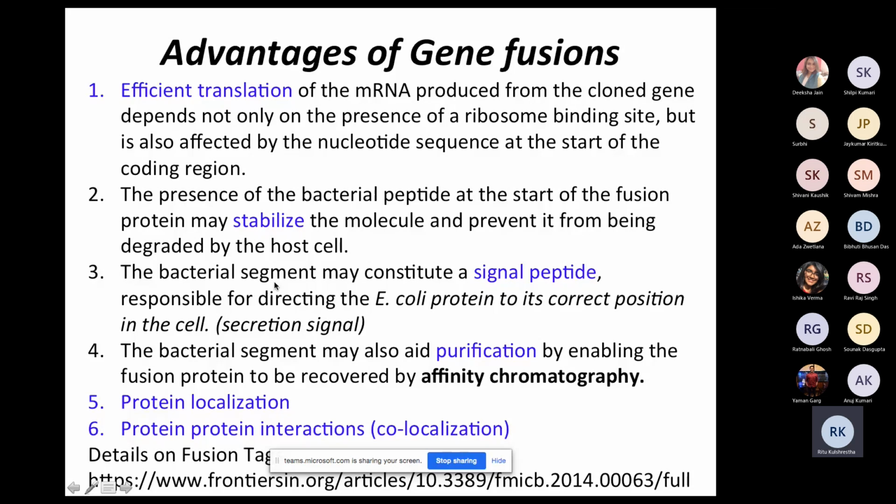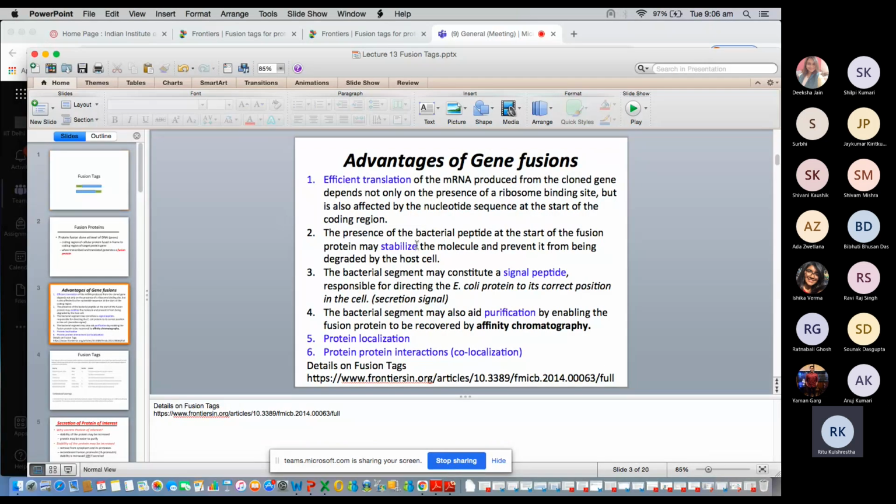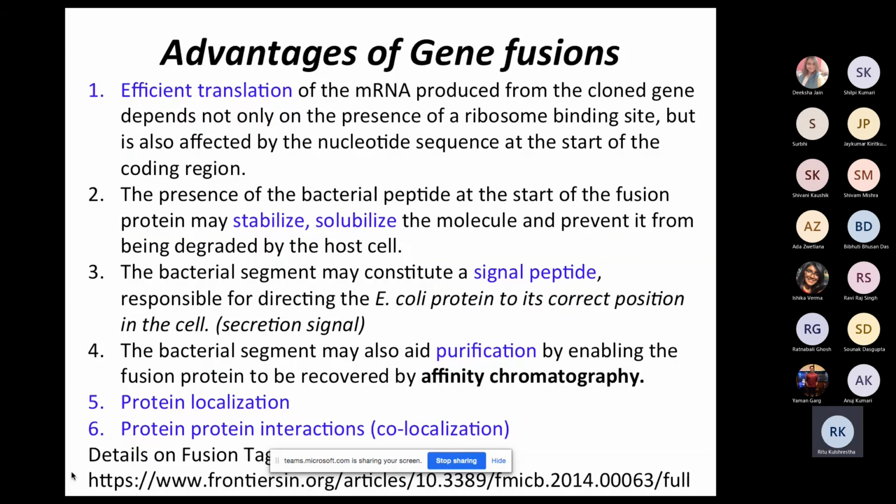I'm surprised that one point is not written, and I'll definitely add it now. Solubility, solubilize. So I want to say that it was also seen that addition of these tags improved the stability of the protein manifold, and in many cases it was seen that the addition of the tag solubilized the protein much more.